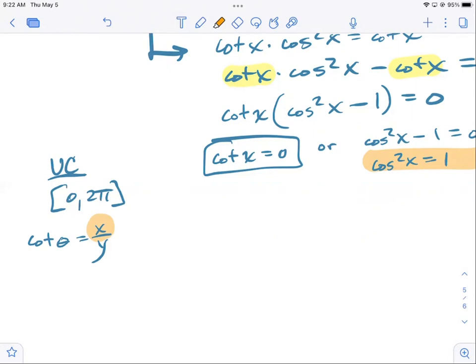Cotangent of 0 is undefined. Cotangent of pi is undefined. If you remember the graph of cotangent, it has a vertical asymptote at 0, pi, 2 pi, 3 pi. So again, when you think of the unit circle, when x is 0 on the unit circle, that's when we're on the y-axis, right? And on the y-axis, that's pi halves and 3 pi halves. So this is going to be x equals pi halves and 3 pi halves.